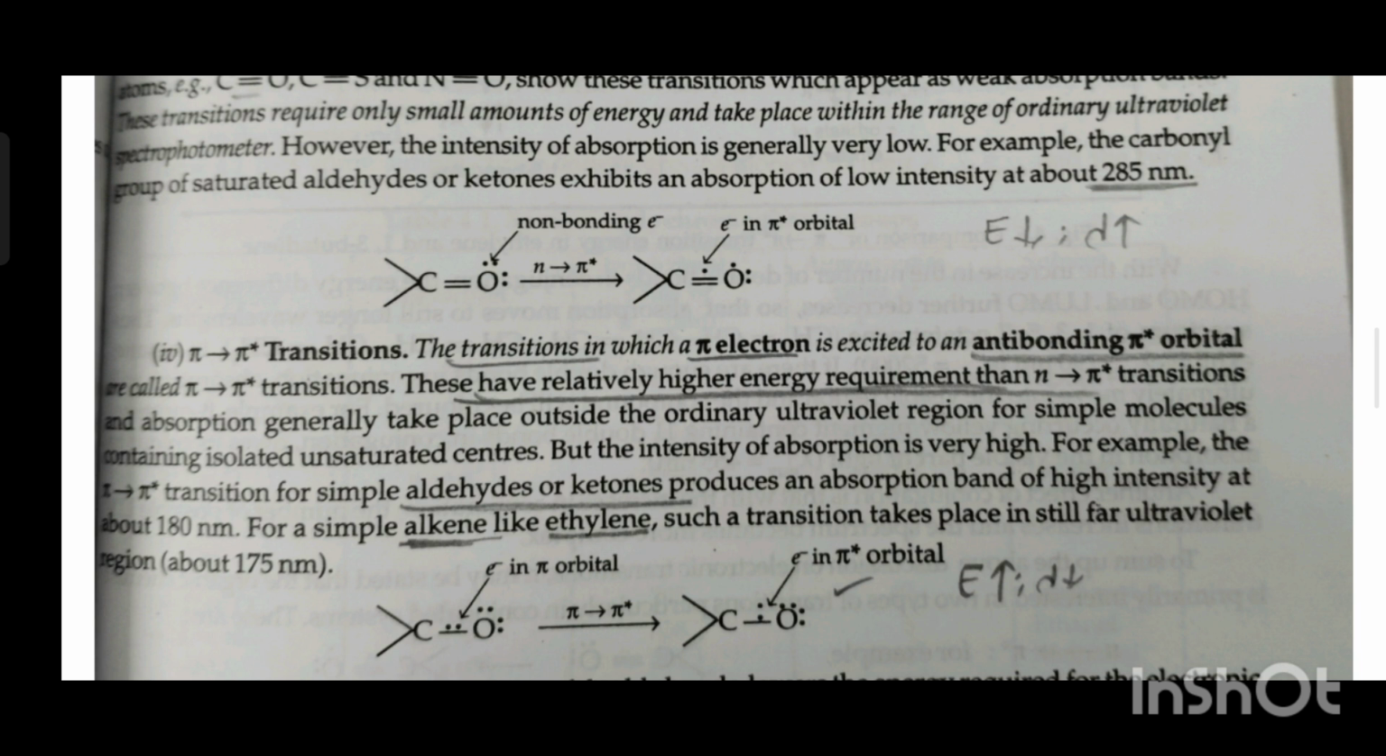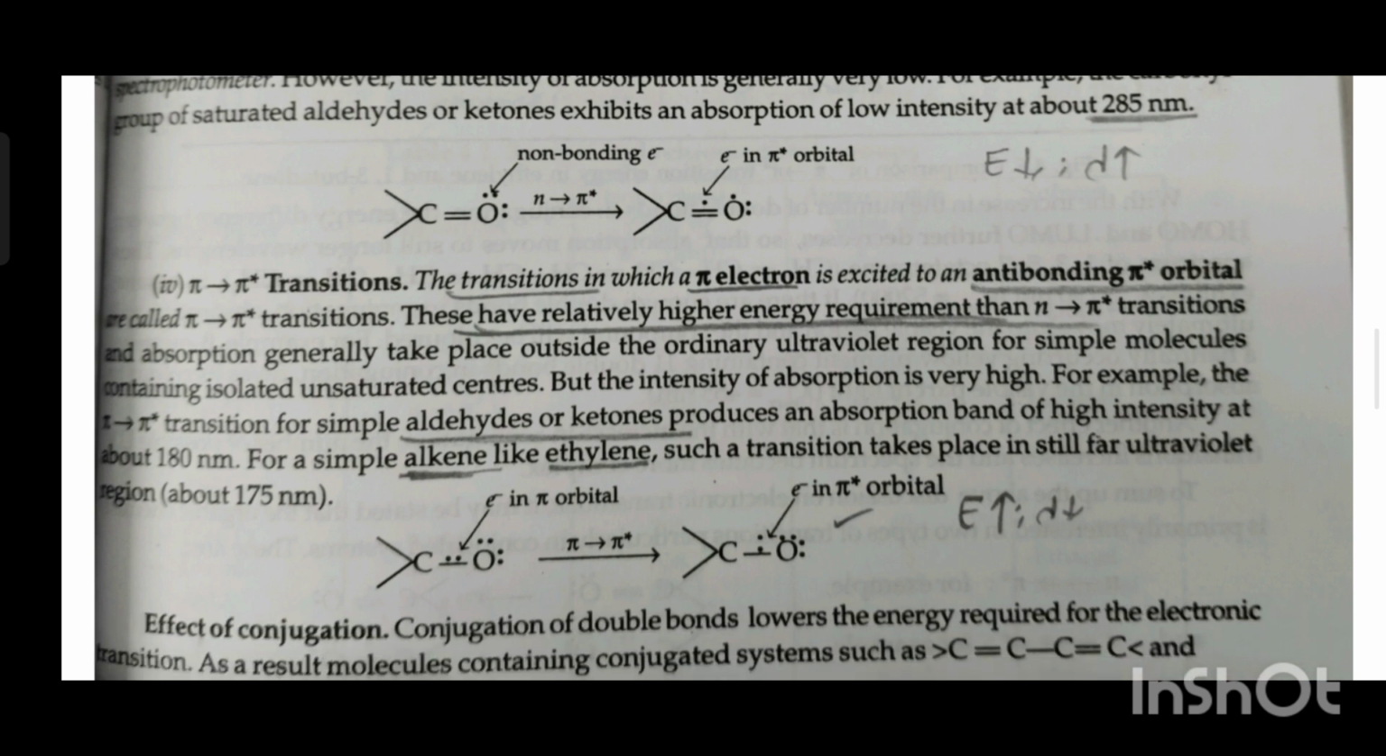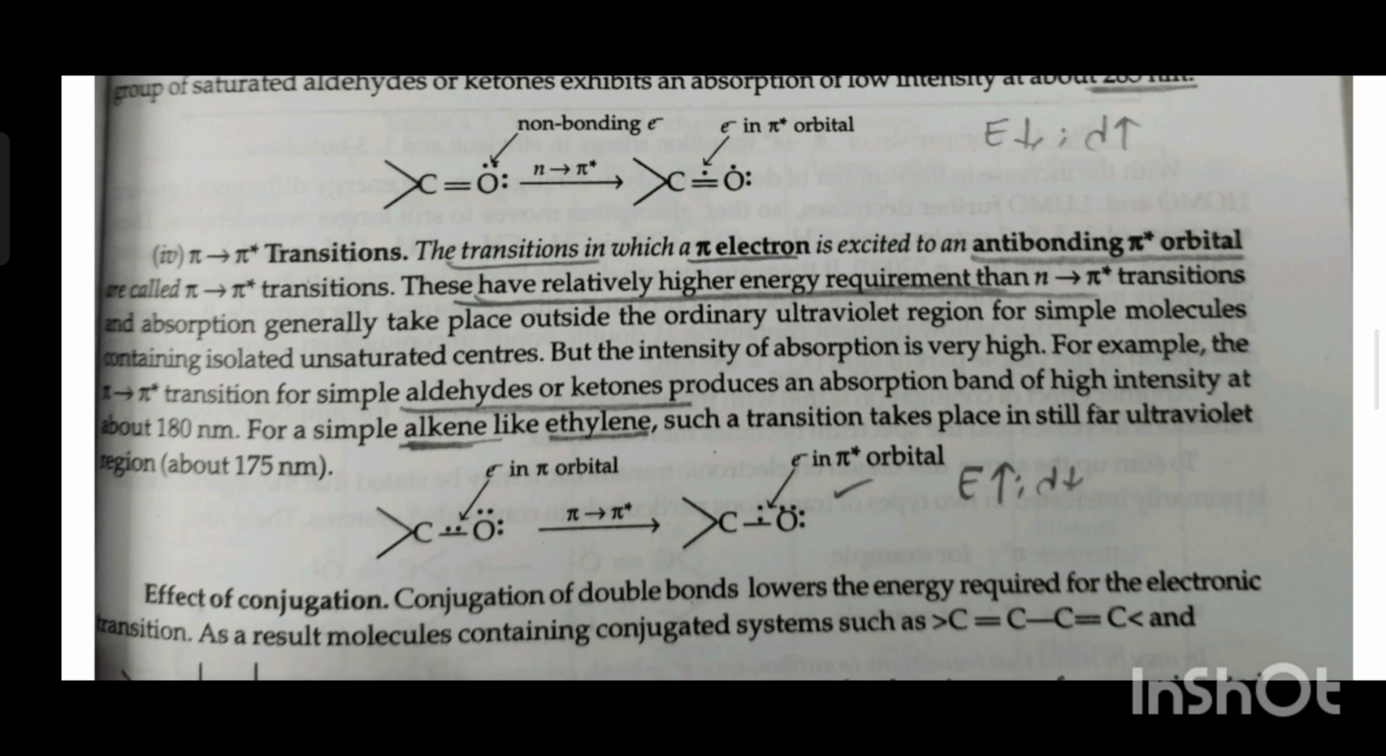The transition in which a pi electron is excited to an antibonding pi star orbital is called pi to pi star transition. These require relatively higher energy than n to pi star transition, and absorption generally takes place outside the ordinary ultraviolet region for simple molecules containing isolated unsaturated centers. But the intensity of absorption is very high. For example, the pi to pi star transition for a simple aldehyde and ketone produces an absorption band of high intensity at about 180 nanometer.